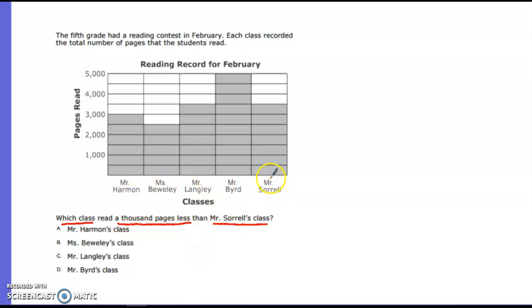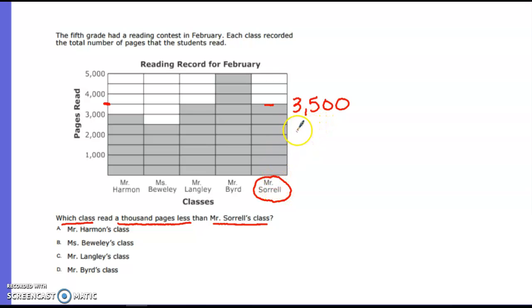I see Mr. Sorrell's right here. So let's see how many he read. His went all the way up to this line, and that is equal to between 3,000 and 4,000. So that would really be 3.5. So 3,500. So they really read, Mr. Sorrell's class read 3,500 books.